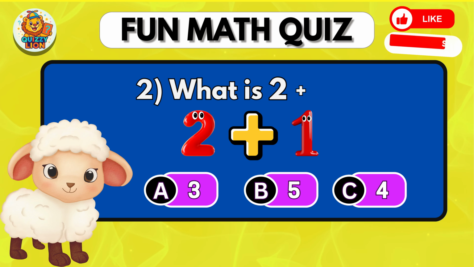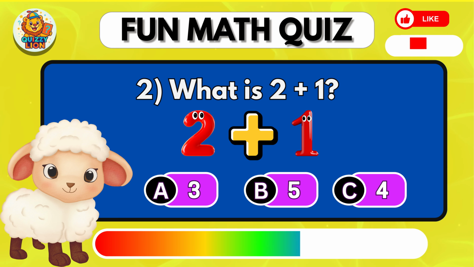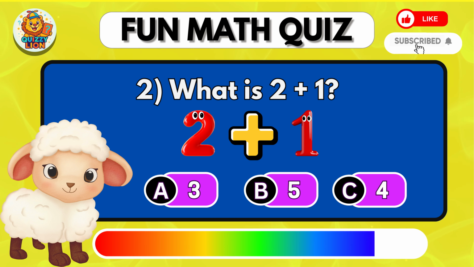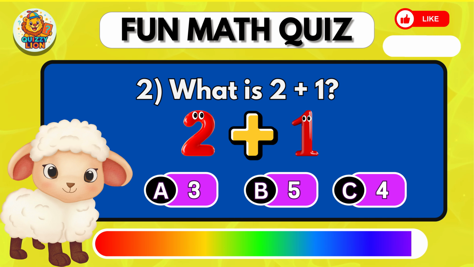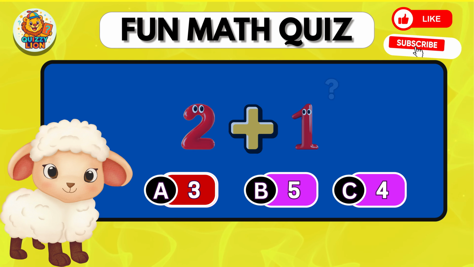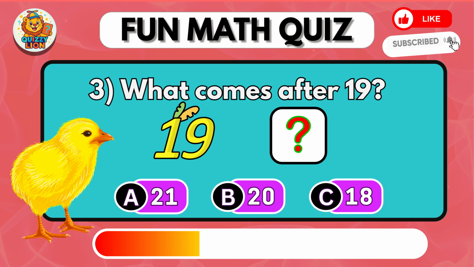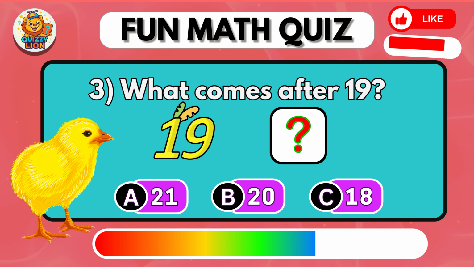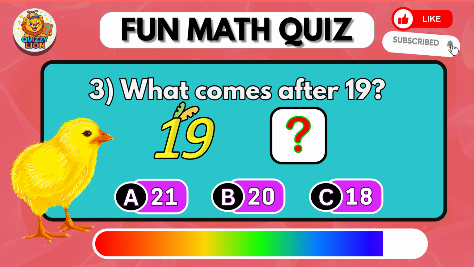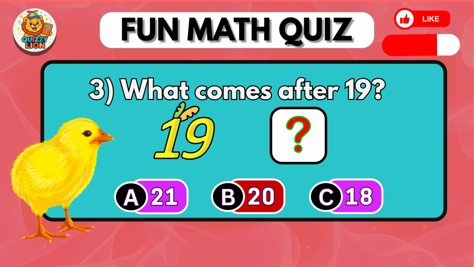What is 2 plus 1? Correct, it's 3. What comes after 19? Correct, it's 20.